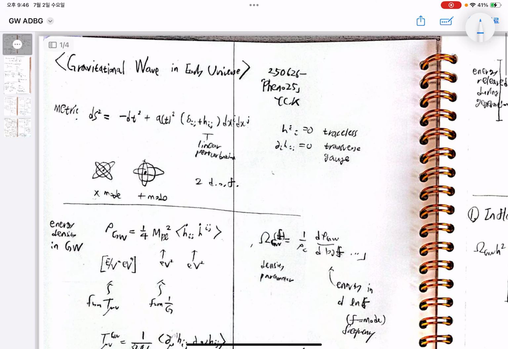Yes, today we will discuss gravitational waves in the early universe. Before that, I will talk about today's topics in a very brief overview rather than the full derivation of the calculation.